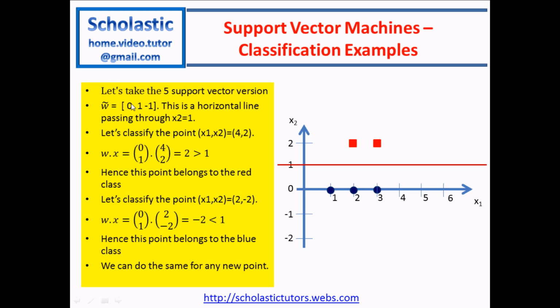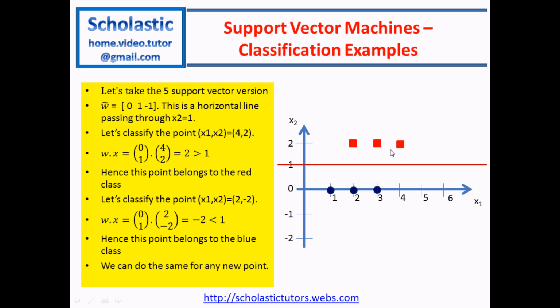0 1 is the equation of the hyperplane, -1 is the bias, which passes through x2 equal to 1. This is exactly what we got in the last slide. And now we are given a point 4 2. 4 is the value of x1 and 2 is the value of x2. So we have these two values, and visually we can see it belongs to the positive class, the red class.